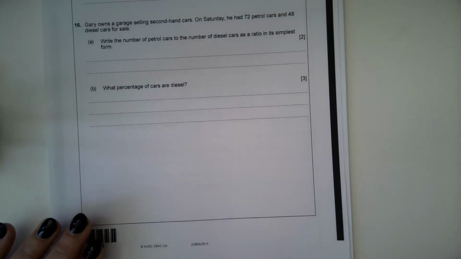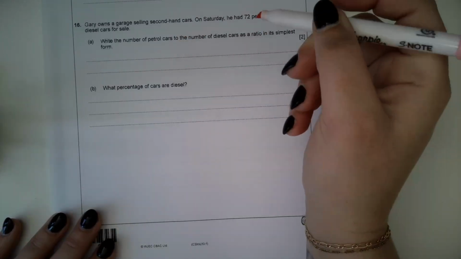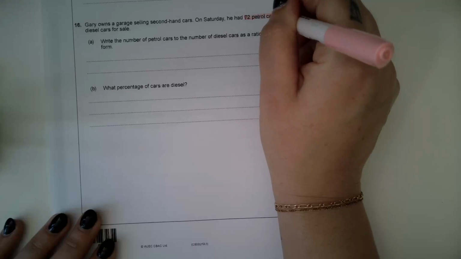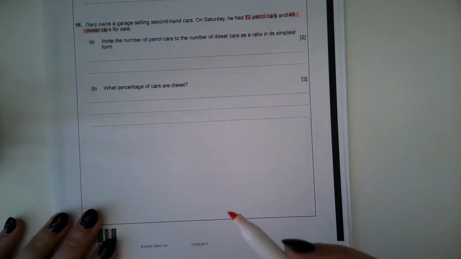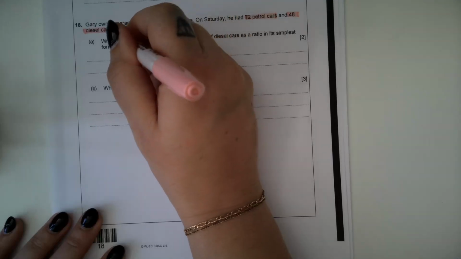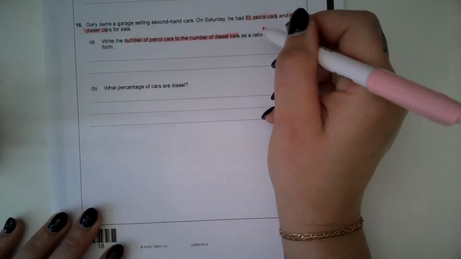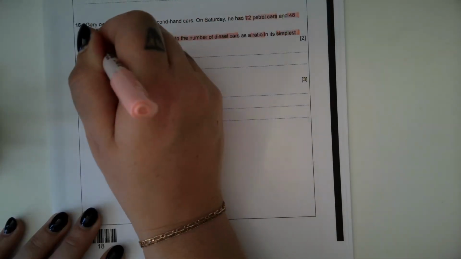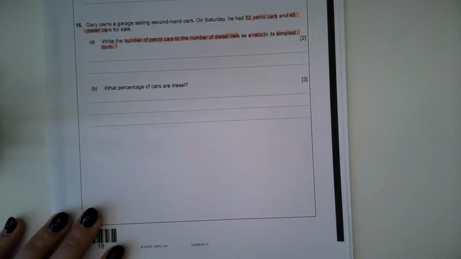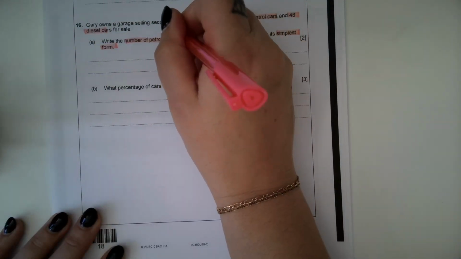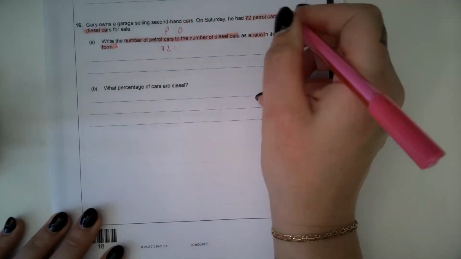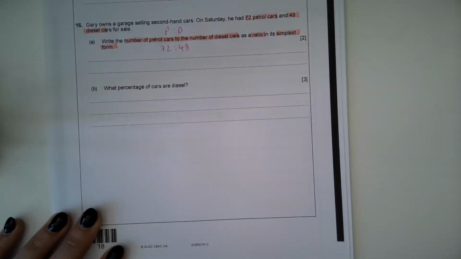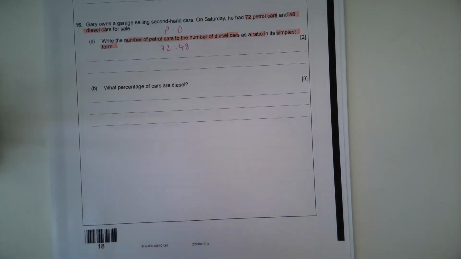Question 16. Gary owns a garage selling second-hand cars. On Saturday he had 72 petrol cars and 48 diesel cars for sale. Part A. Write the number of petrol cars to the number of diesel cars as a ratio in its simplest form. Okay, so we're writing them in that order, guys. Petrol to diesel. Well, petrol is 72, diesel is 48. So I've got my starting ratio. That's going to get me a mark. Now I need to get it in its simplest form.